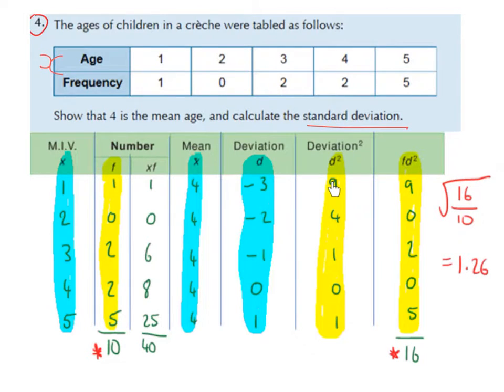So 1 multiplied by 9 is 9. 0 multiplied by 4 is 0. 2 multiplied by 1 is 2. 2 multiplied by 0 is 0. 5 multiplied by 1 is 5. Next we add up this column. 9 plus 0 plus 2 plus 0 plus 5 is 16. Then we're going to divide 16 by 10 and get the square root. So the square root of 16 divided by 10 is going to be 1.26. So our standard deviation is 1.26.